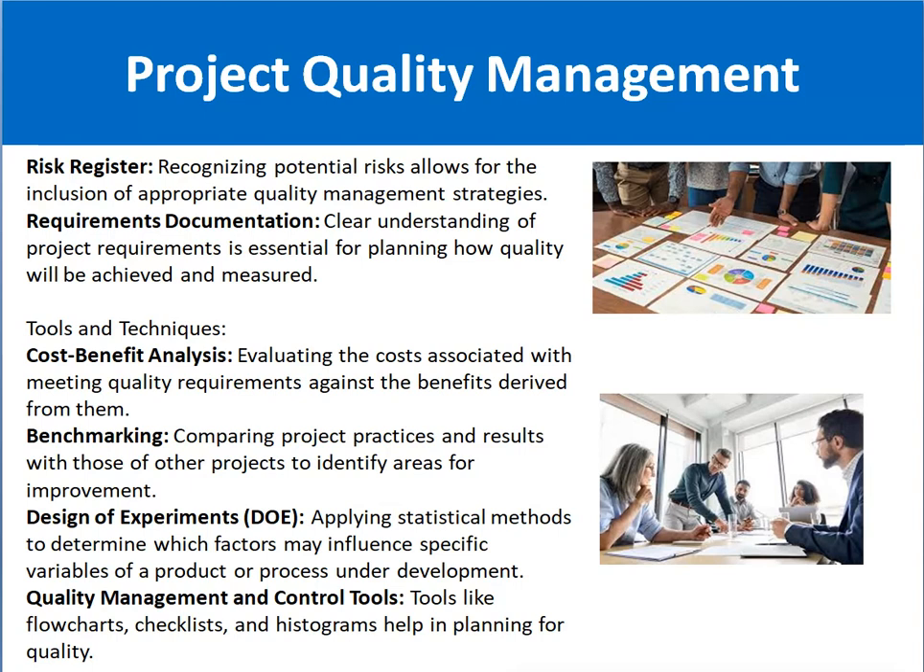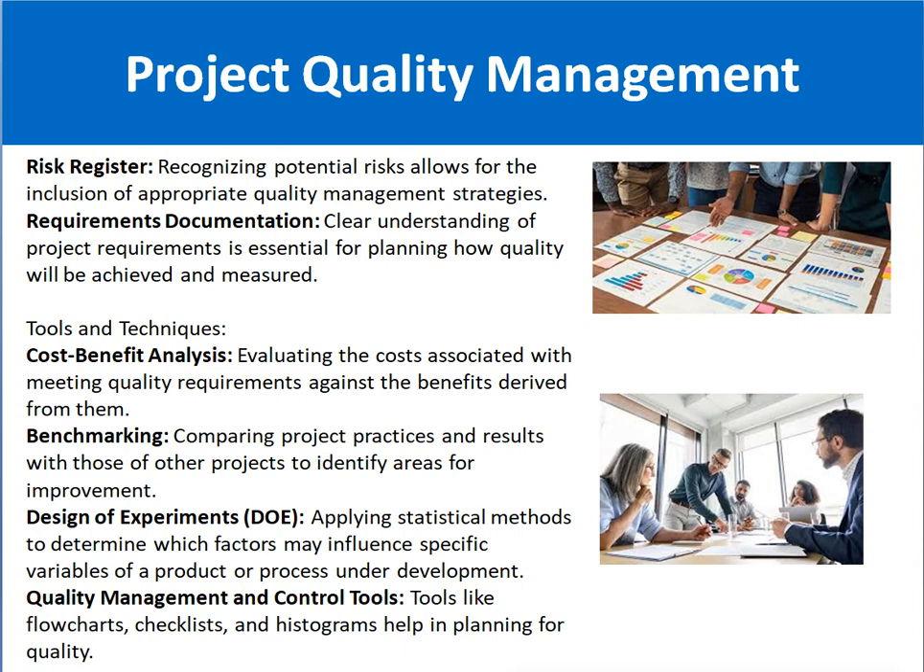The tools and techniques used for quality planning start with cost-benefit analysis. That means you are evaluating how much cost is being incurred on the project and what benefit you are getting from the project. Then benchmarking means comparing the project practices and results with those of other projects to identify areas of improvement. The main objective is improvement.